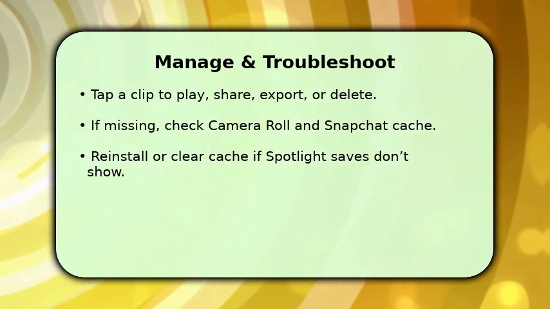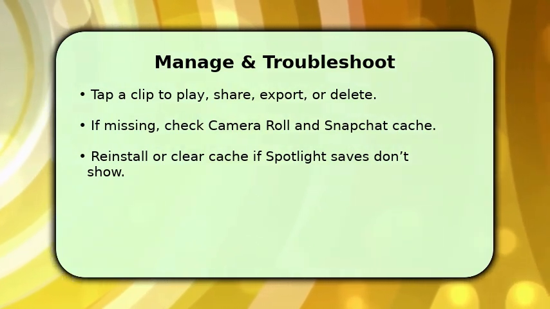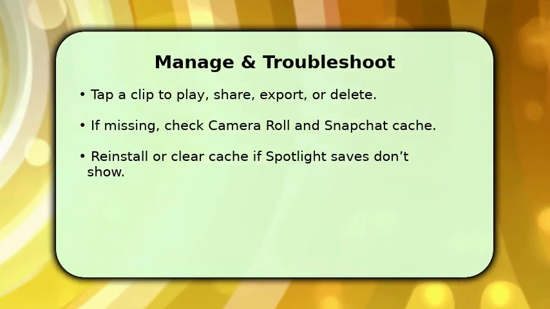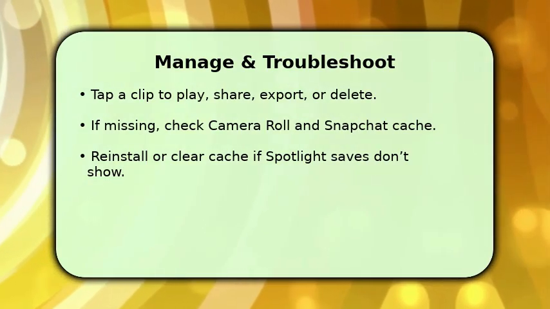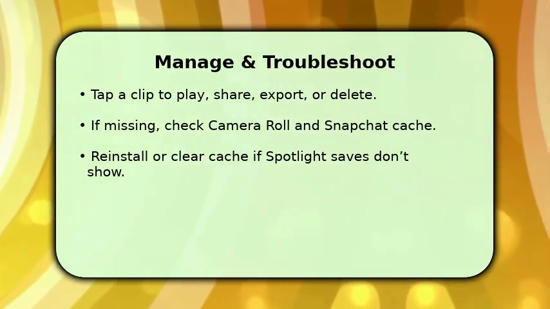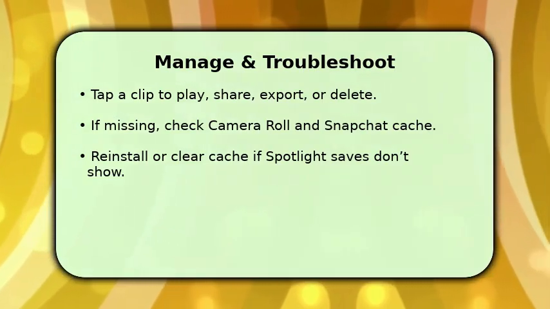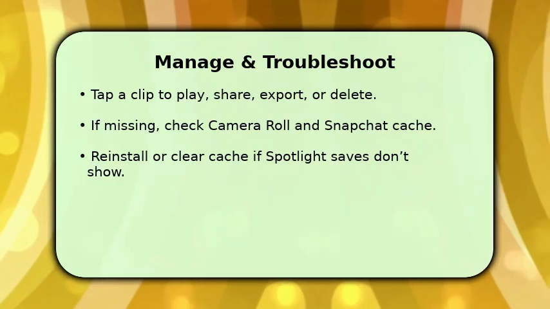If a saved Spotlight item is missing, make sure you checked camera roll and the Memories archive because exports sometimes save there. Also inspect Snapchat's cache in Settings. If clips still don't appear, clear the app cache or reinstall Snapchat to refresh permissions and sync. This resolves most display issues and restores access to your saved Spotlight.